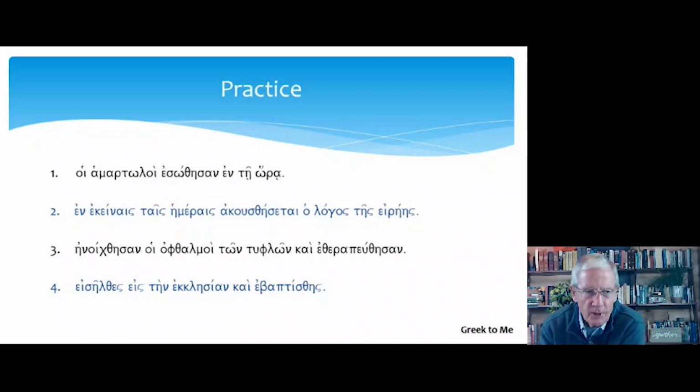Number 3 is one of those irregulars from anoigo. It's a little bit of a change here, but it's not too bad. So this is first aorist passive indicative, third person plural. The eyes of the blind were opened, and they were healed. Etherapeuthesan. So there we have our augment and then our theta eta. And number 4, you entered the church and you were baptized. Eiselthes, second aorist active indicative, second singular. And then ebaptisthes, we see the augment here. Here's our stem, and here's our theta eta. So first aorist passive indicative, second person singular. So thanks, and I trust this has been helpful to you.